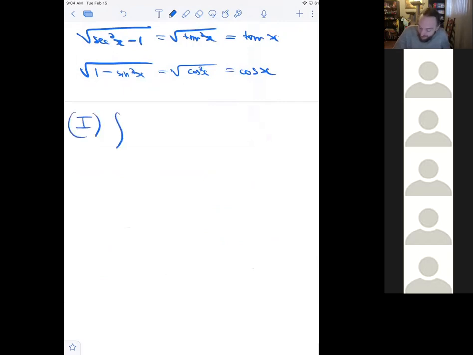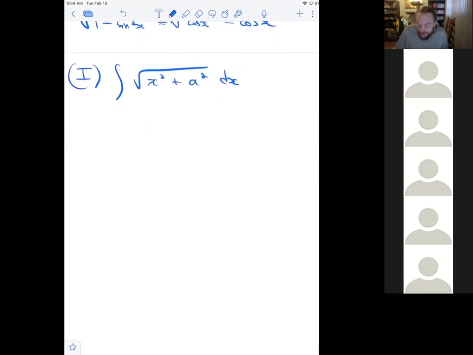If we have the integral of the square root of x squared plus a squared, I don't remember which order they do this in in the book, but it doesn't really matter. I'll do it in the order that I just did. x squared plus a squared. Then your substitution is a reverse substitution. You're going to let x equal a tan theta. Then your differential is dx equals a secant squared theta d theta.